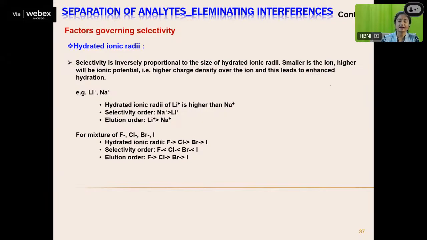Another factor is hydrated ionic radii. Selectivity is inversely proportional to the size of the hydrated ionic radius. The smaller the ion, the higher the ionic potential, that is higher charge density on the ion, and this leads to enhanced hydration. So you can see lithium plus and sodium plus. The hydrated ionic radius of lithium plus is higher than sodium plus, so the selectivity order will be sodium plus greater than lithium plus, and the elution order will again be the opposite. Lithium will come out first, then sodium. Similarly, you can see the case of fluoride, chloride, bromide, and iodide. So these are the orders.